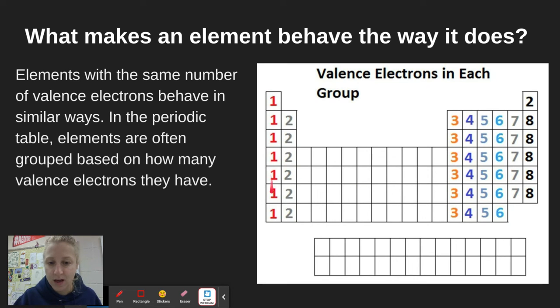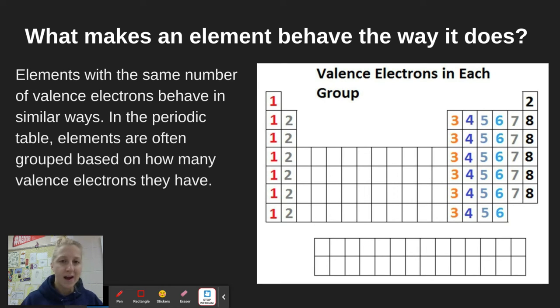So for instance, all of the elements in this first group in the periodic table, they all have 1 valence electron. It's pretty handy because this is column number 1. Column number 2, everything has 2 valence electrons. Now this group here in the middle doesn't have anything labeled, not because they don't have valence electrons, but it's not labeled because they're kind of random.